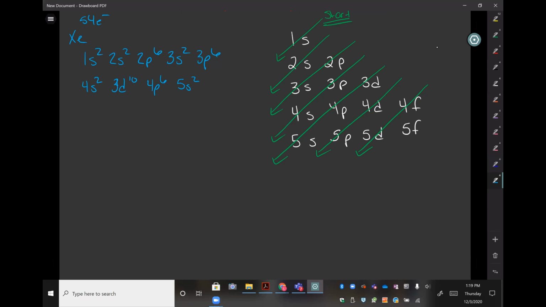From a 5s2, we move on to a 4d10. From there, we go to a 5p6. All right, let's just do a quick count to see how many electrons we have. Hopefully you're counting, and I will be counting as well.